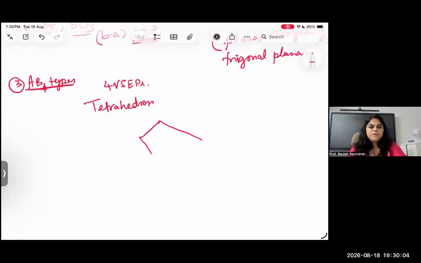So next one is AB4 type. So tetrahedral. How will the tetrahedral be? So I will show you now. Like tetrahedral it is. So we have to draw four. It is four VSEPs. So like this. Here the A will be. The bond pairs, AB4. So it is tetrahedral.